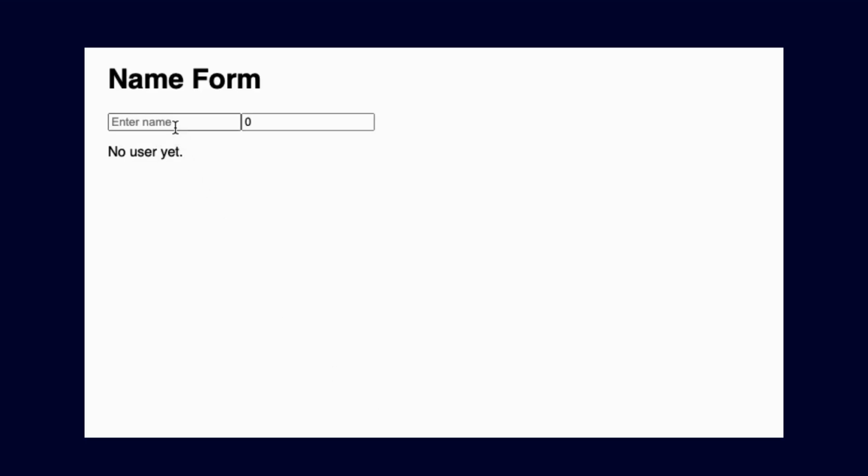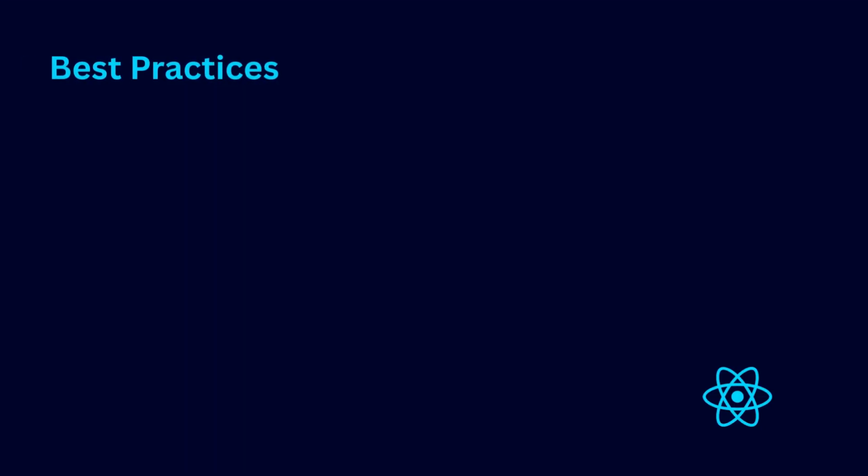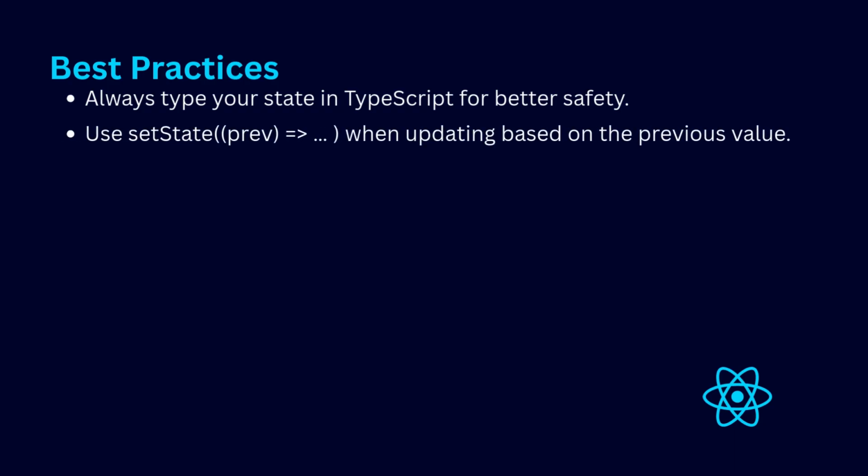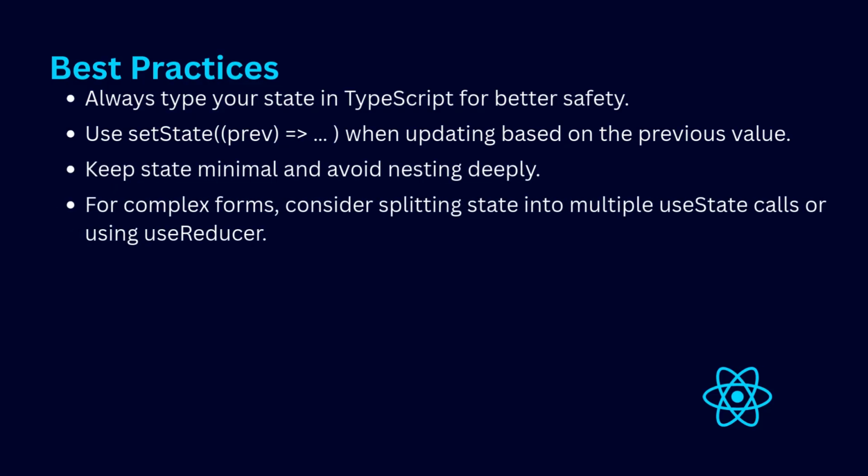This example shows how we can use useState with objects in TypeScript. Notice how we update individual properties with the spread operator, making sure we don't overwrite the rest of the object. Some of the best practices are: always type your state in TypeScript for better safety. Use setState with prev arrow when updating based on the previous value. Keep state minimal and avoid nesting deeply. For complex forms, consider splitting state into multiple useState calls or using useReducer.